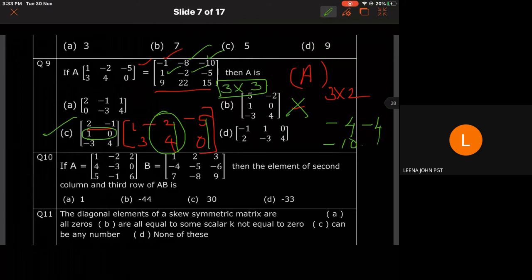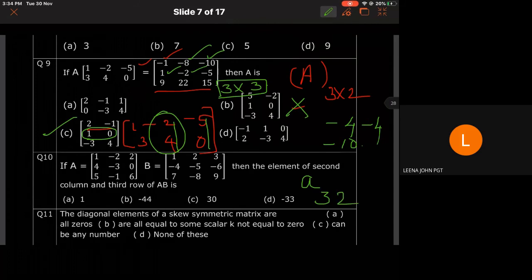A equal to this, B equal to this. Then the element of second column and third row of AB. Second column and third row means that element will be, first you have to mention the row. So it is third row, second column element. So A32 you have to find out.